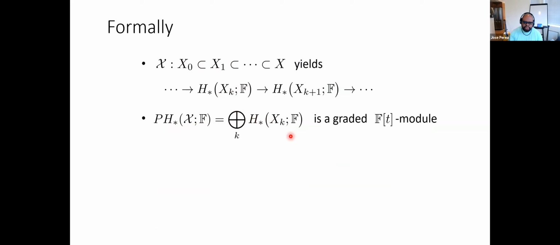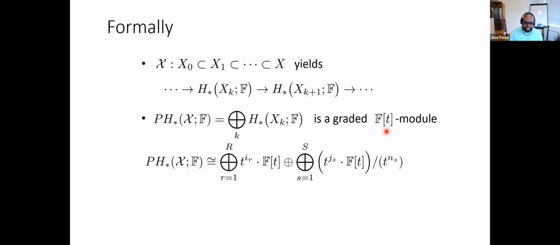And one can show that the persistent homology is in fact a module over the polynomial ring in one variable, F[t]. And then what one can show more than that is that there is something similar to the classification of, let's say, finitely generated abelian groups. If you have taken algebra before, you know that if you have an abelian group and it's finitely generated, then it's isomorphic to a number of copies of Z plus a number of copies of Z mod n. And something similar happens here.